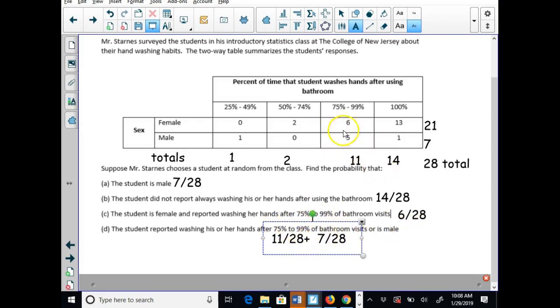So it's both happening at once. And here I see 5 people who are males and also wash their hands 75 to 99% of the time. Both of these 2 events happening here, 75 to 99% and being male. So we have to subtract that then. Minus 5 divided by 28. When we add fractions and we have common denominators, we just keep that denominator. We add up 11 plus 7, and then we subtract 5. And that gives us 13 divided by 28.